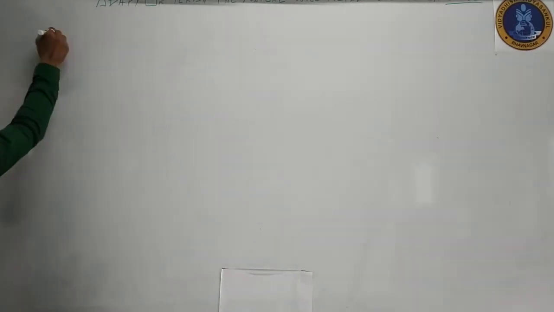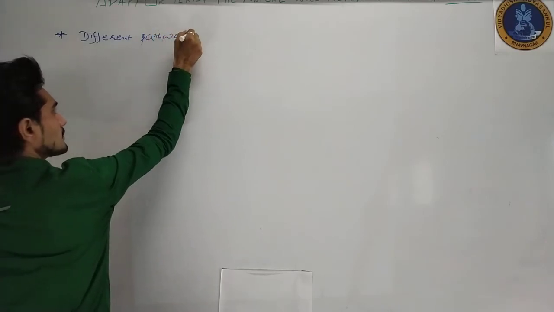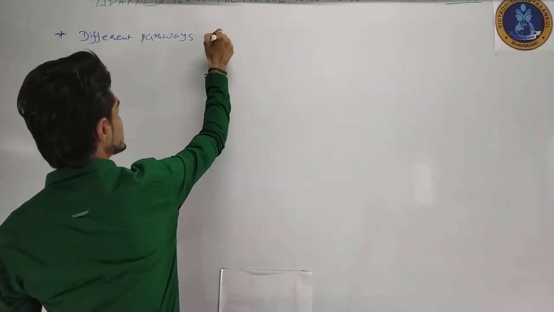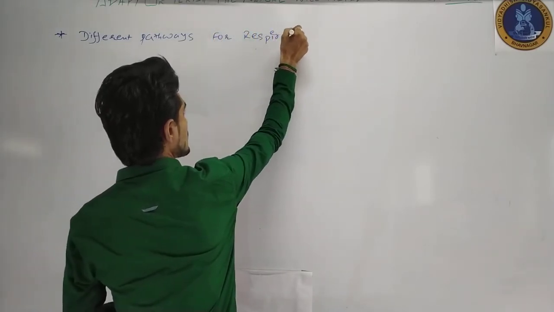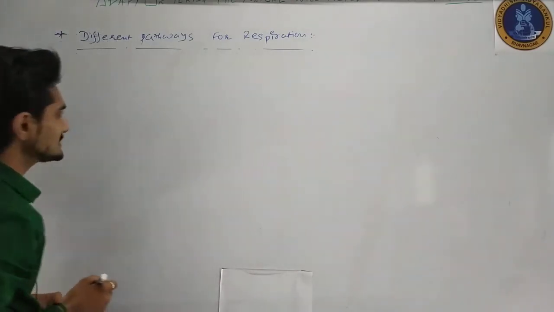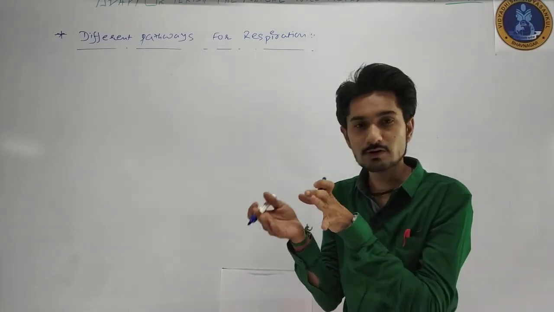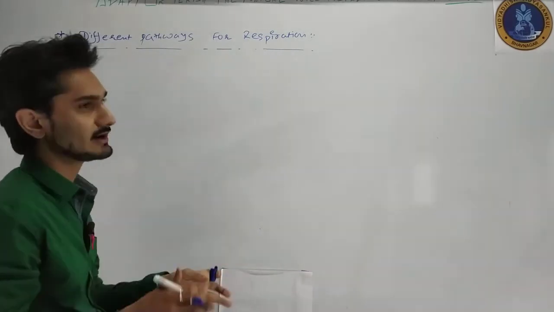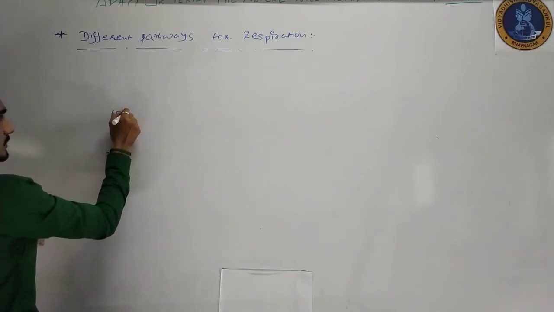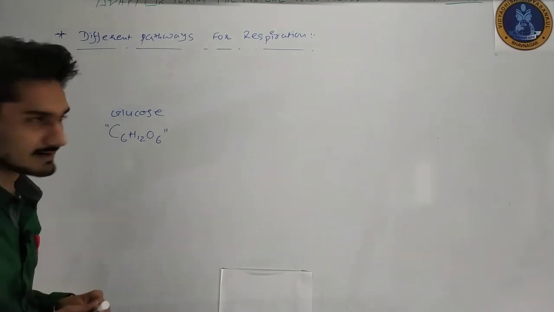So we can write: different pathways for respiration. The respiration process is the process of converting glucose into energy. So what is needed is glucose. Glucose means carbohydrate, carbohydrates means starch. These three things we can write easily as C6H12O6.